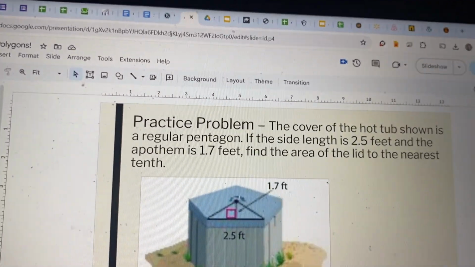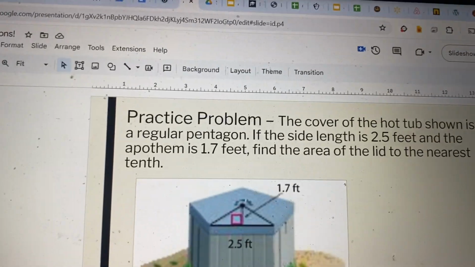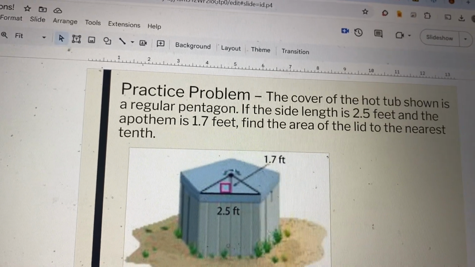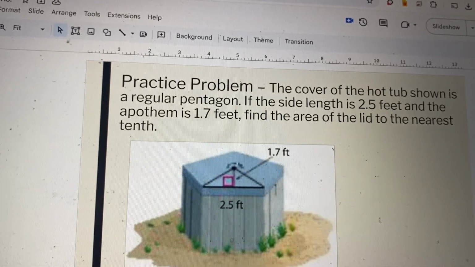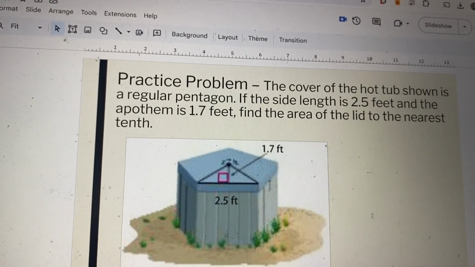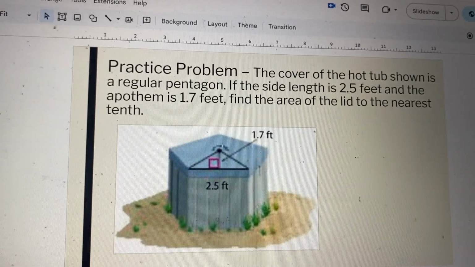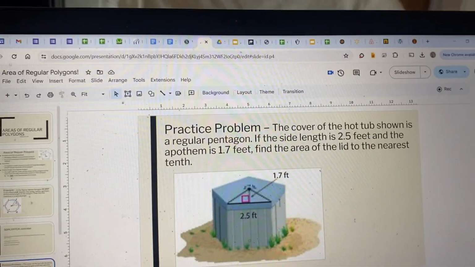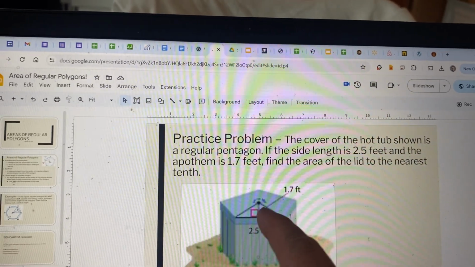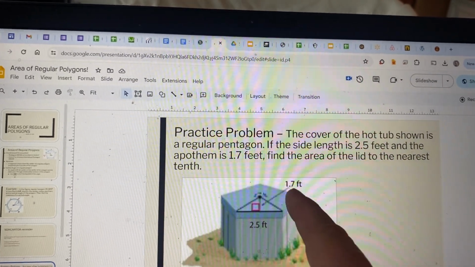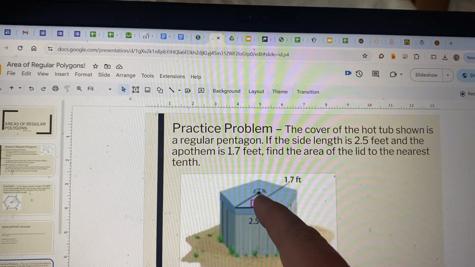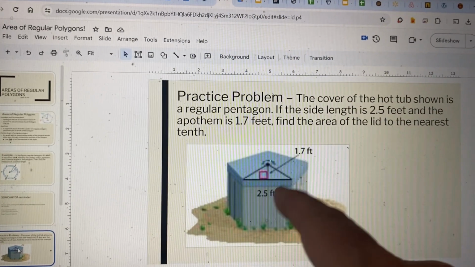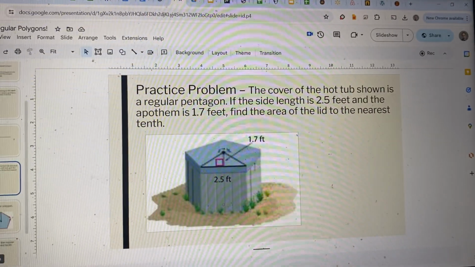Okay, here's our practice problem. The cover of the hot tub shown is a regular pentagon. If the side length is 2.5 feet and the apothem is 1.7 feet, find the area of the lid to the nearest tenth. When I was in school, we didn't have any kind of fancy formula. What you would do is just find the area of this triangle, 2.5 times 1.7 divided by 2, and then we would multiply that by 5 because there are 5 of those exact same triangles.